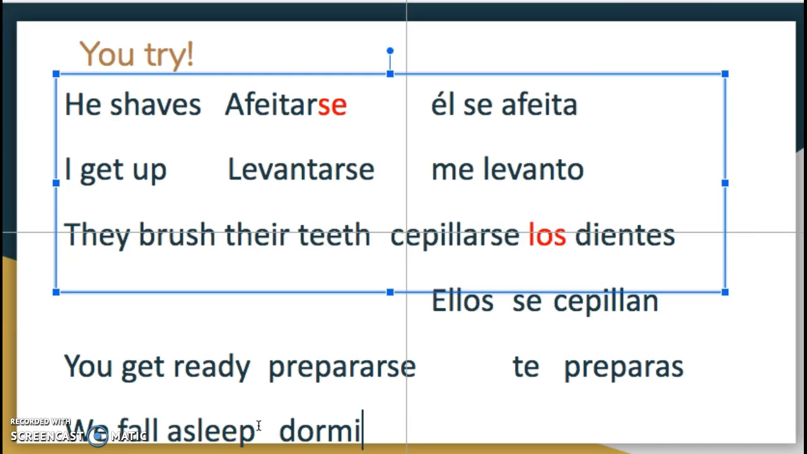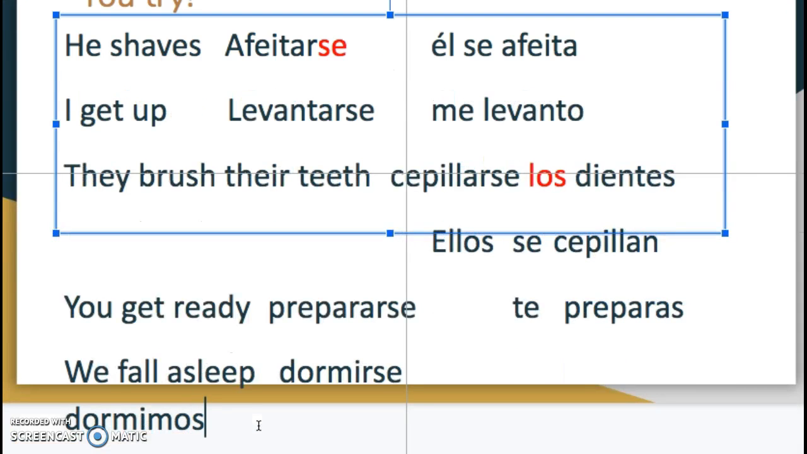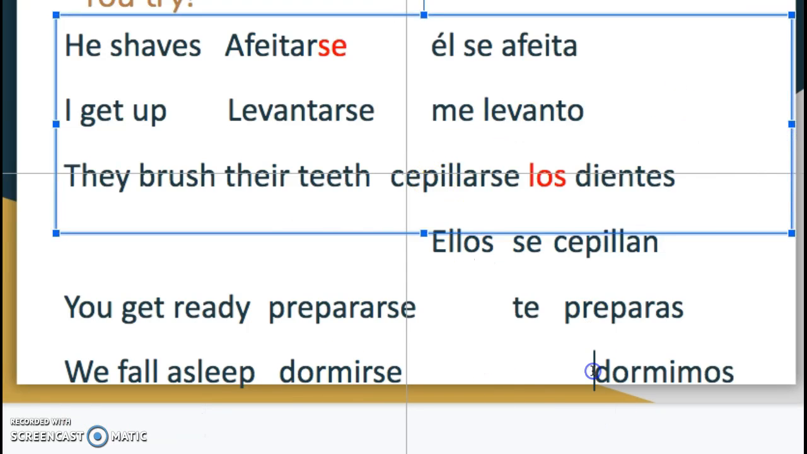We fall asleep. Dormirse. Now, normally this is a boot verb, but we're outside the boot, so we're safe. So I'm just going to conjugate it for nosotros. Dormimos. All kinds of phones are ringing and everything. And I'm going to take the se, and I'm going to change it to match we. Me, te, se, nos, os, or se. Nos, and I'm putting it in front. And I am done.